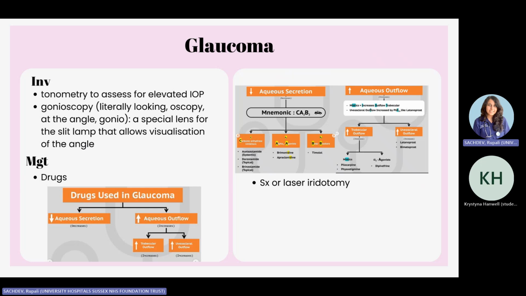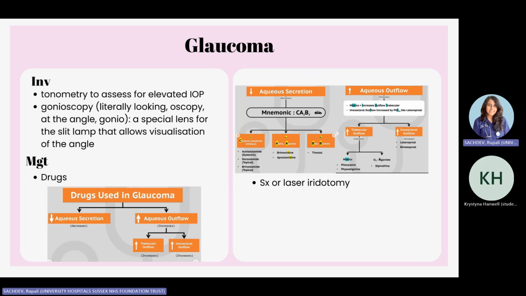If we're trying to decrease the secretions, we've got a really lovely mnemonic here, which is called CAB. So you've got carbonic anhydrase inhibitors, which is acetazolamide, dorzolamide, brinzolamide. These are all topical, so these are eye drops we're going to be putting in. For A, we've got alpha agonists, which are brimonidine and apraclonidine. And we've got B for beta blockers, so timolol. So these are all going to help reduce the production of aqueous humor.